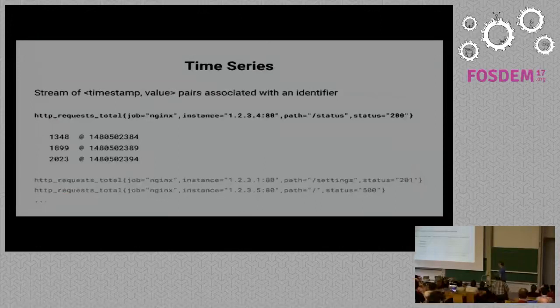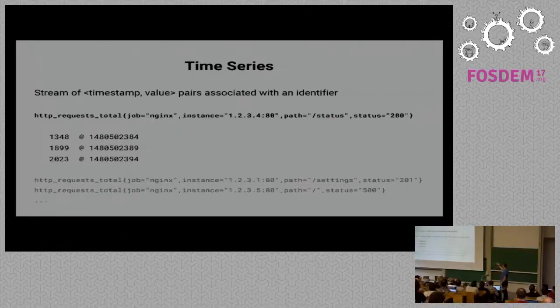So first, we want to look at what a time series is. Essentially, it's just a stream of timestamp-value pairs associated with some sort of identifier. In the Prometheus case, it looks like this. We have a metric called http_requests_total, and then there are some dimensions associated with it. So you can have multiple series for a single metric that give you insight into certain dimensions. And then you just have a bunch of samples, right? So we have 3 values here, and each has a unique timestamp.